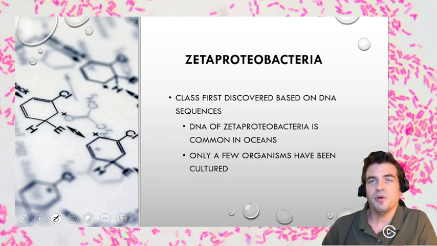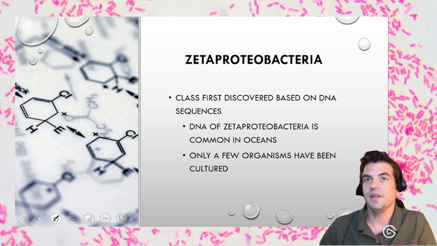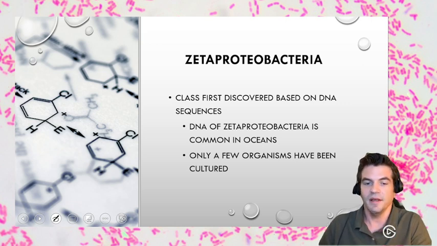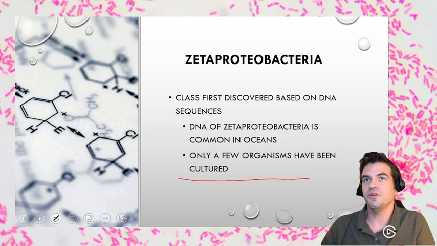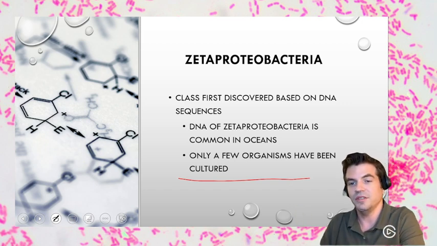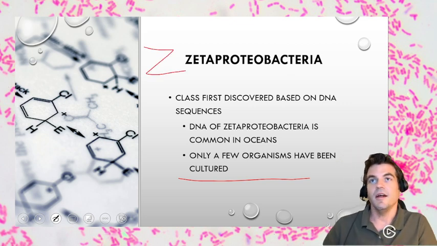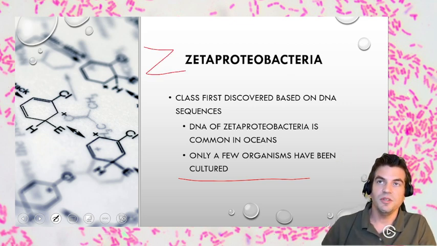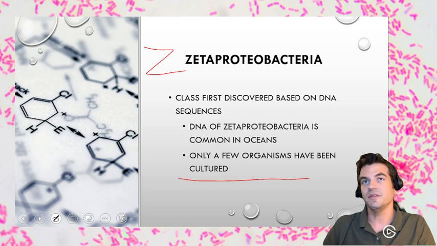Zeta proteobacteria don't really need to be looked at because there's not a whole lot of them. Only a few have even been cultured. So we'll see what comes out of Zeta proteobacteria. Again, we really just need to know that this is the sixth distinction. If you want to call it Z, fine. But I would just kind of know that there's a Zeta proteobacteria out there.